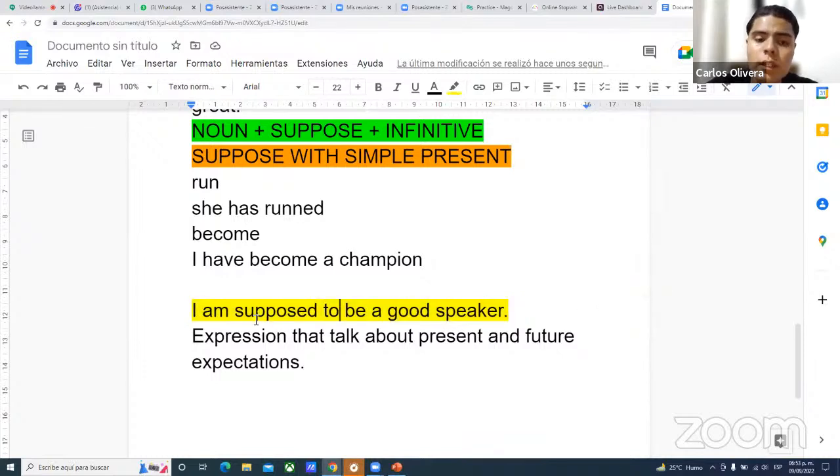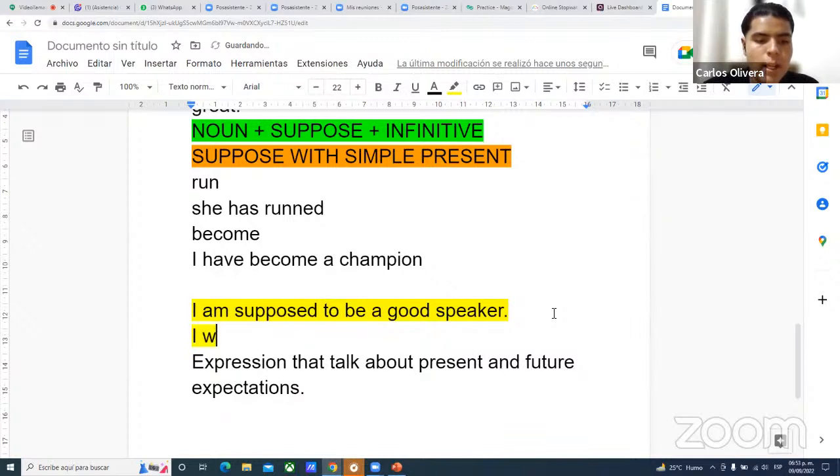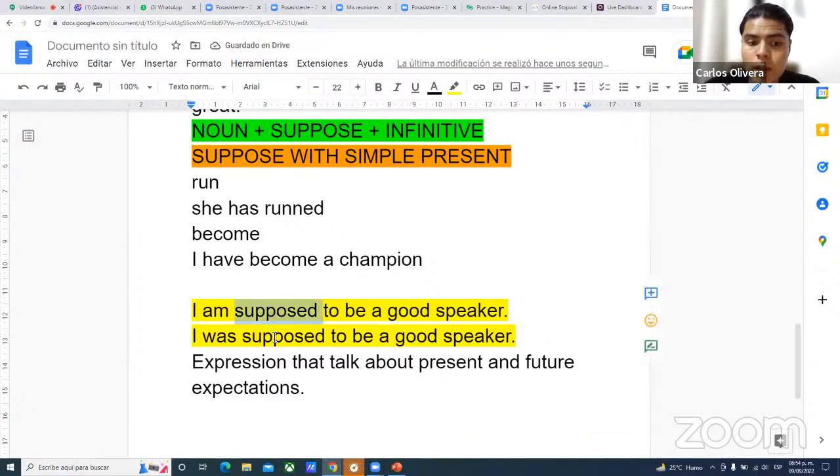But notice that supposed, the word supposed, always works with this past tense. What changes is the entire sentence. I am supposed to be a good speaker. Because, for example, I could write this other sentence. I was supposed to be a good speaker. And what doesn't change, if you notice really, is this word, right? Suppose is always with a past tense, but the entire sentence changes. In this case, it's I am supposed to be a good speaker in a present manner, as you said. And in this case, it's I was supposed to be a good speaker in a past tense.